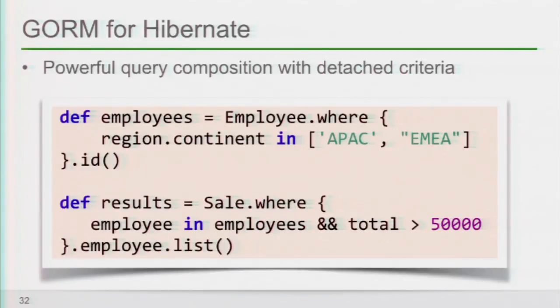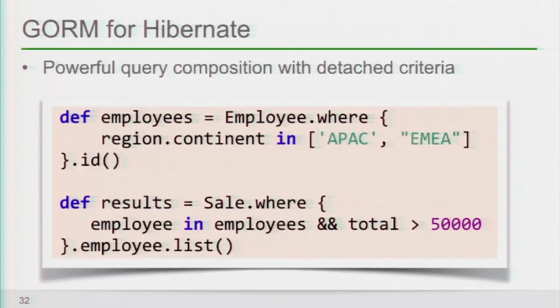So in this example, I'm creating an employees query. It's saying employees.where the region they work in, region.continent, is in EMEA, Europe, or APAC, which is the Asia Pacific region. So it's creating an employee query that checks only employees that are in those two regions. That's not actually executing the query. That's defining the query.